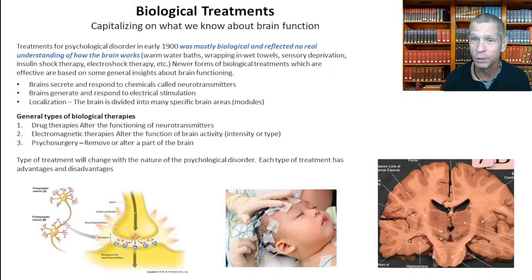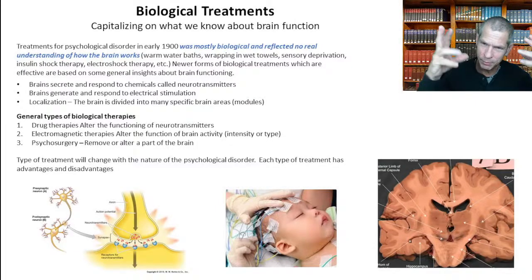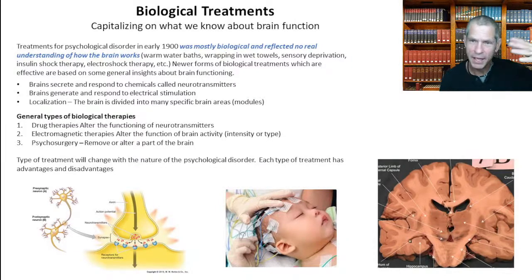And we also know we have the ability to go in and remove or alter parts of the brain, so psychosurgery. So we do have these three basic insights on how the brain works, and we have these three therapies that are based upon our general knowledge of the brain. And the type of treatment will change with the nature of the psychological disorder. Each type of treatment has advantages and disadvantages.